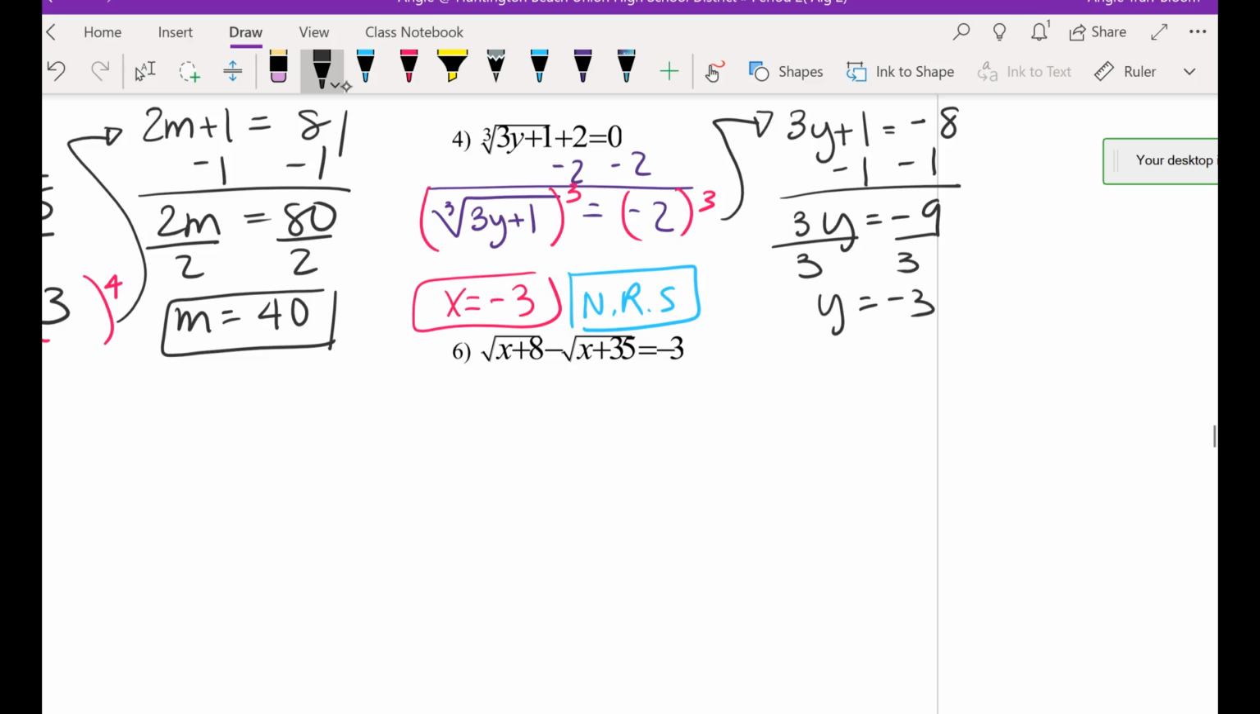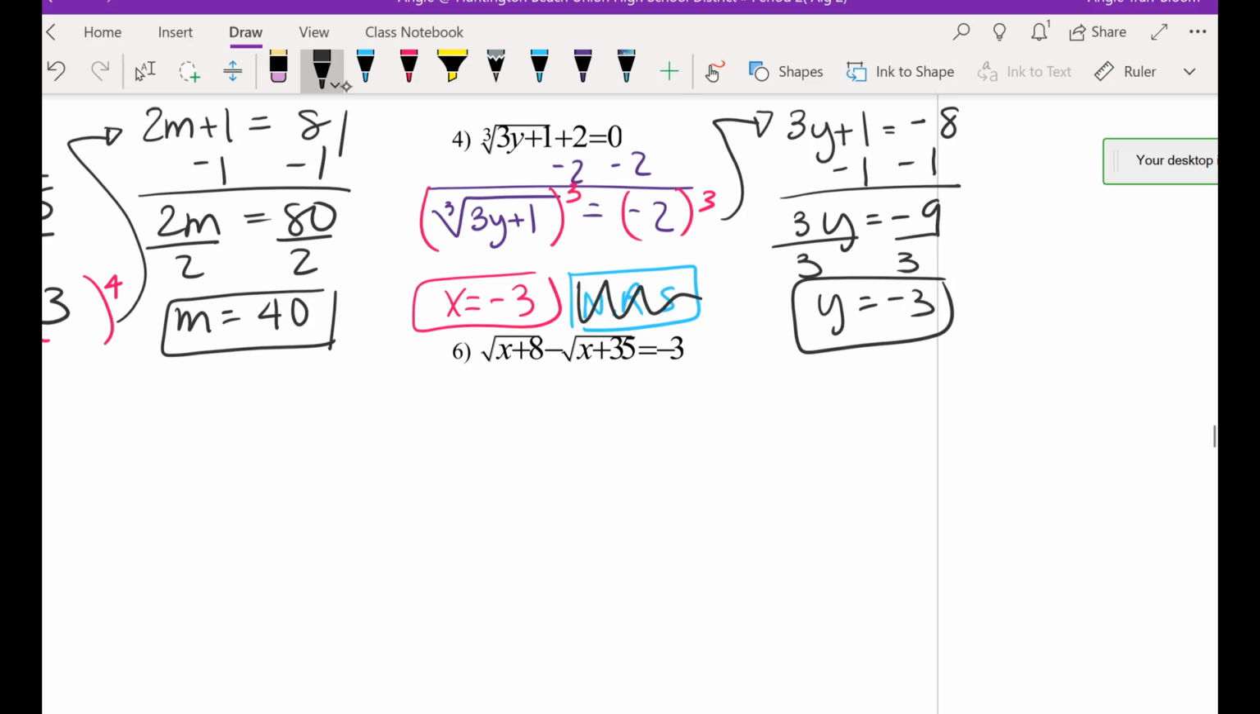3 times negative 3 is negative 9, plus 1 is negative 8. But what kind of index do we have? Can I have a negative under the third index? Oh yeah. What's the third root of negative 8? Negative 2, plus 2 is 0. Can I keep it? Yes. Okay, so rule of thumb, odd index.